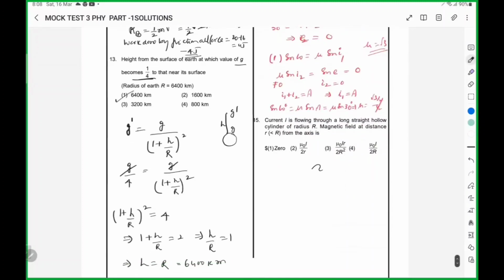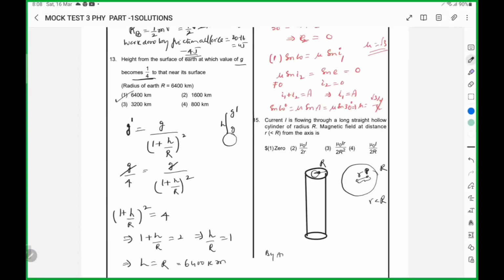A current I is flowing through a long straight hollow cylinder. So this will be the radius, but he is asking for the magnetic field at a distance r. Here it is r. He is asking for the magnetic field at a small r, which is less than the radius.